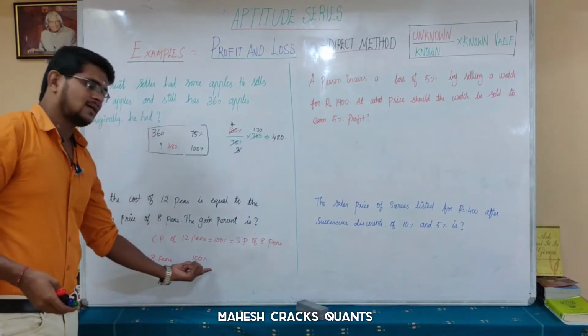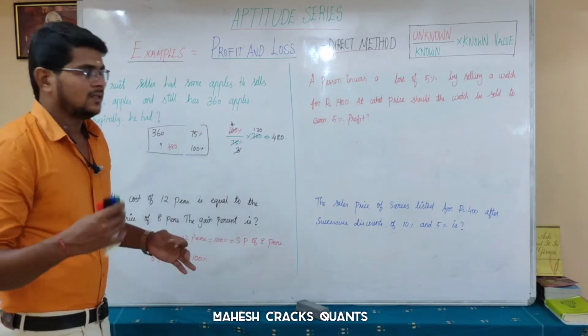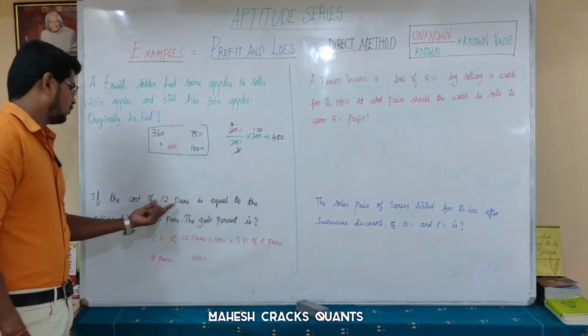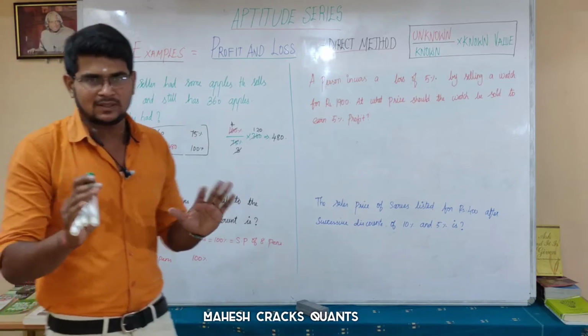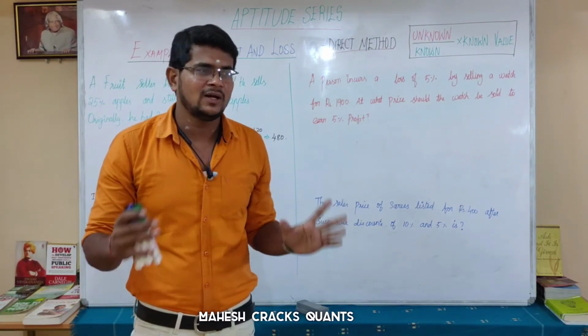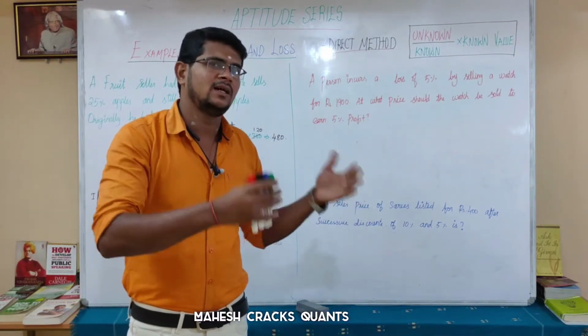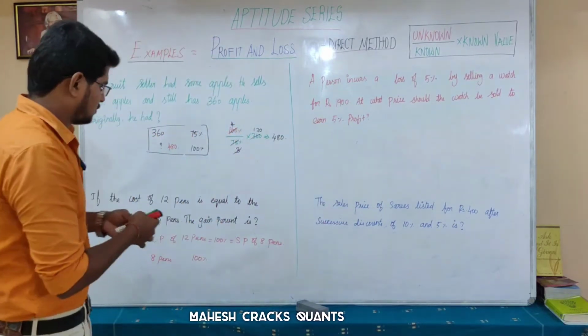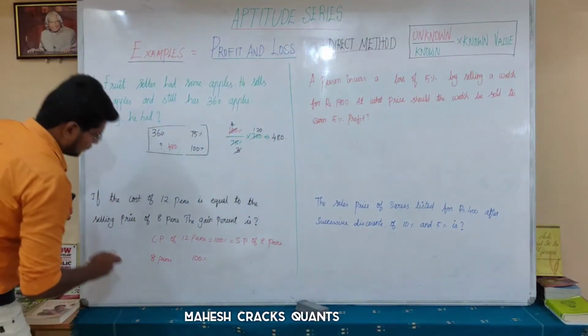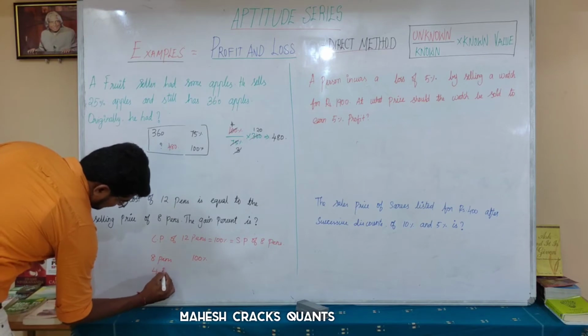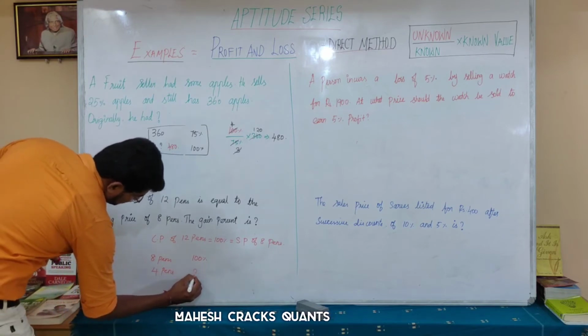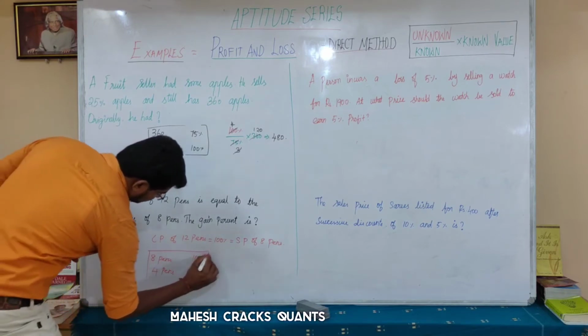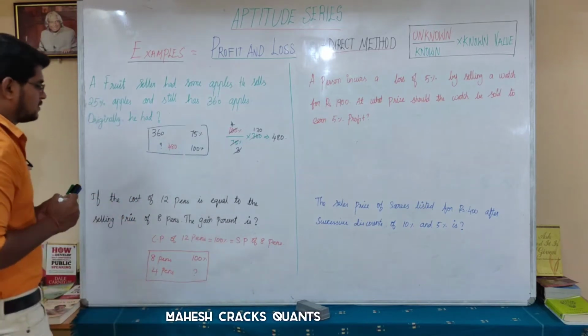So 8 pence is 100%. I got it. Remaining how many pence are there? 4 pence are there. All the 4 pence are my profit. For how much I am selling, that is my profit percentage. So here you have to calculate 4 pence is what percentage? That's it, boxed, and we will solve.